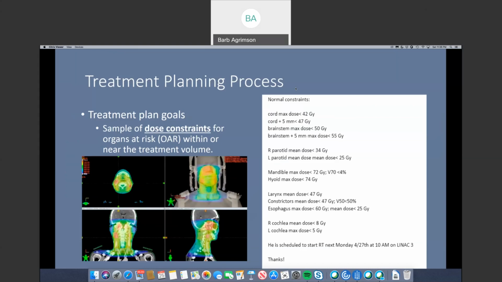So you can see there's the cord dose, the brainstem, the parotids, mandible, hyoid, all the structures that are going to be within the pathway of the beam in order to treat the target tumors. So we do have constraints that we want to give those other organs so that they can still hopefully maintain their function.